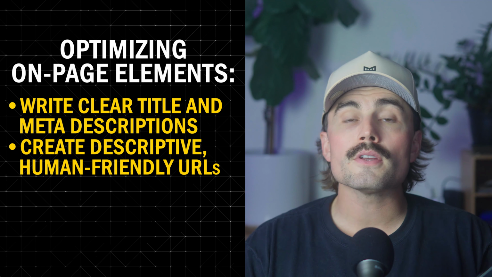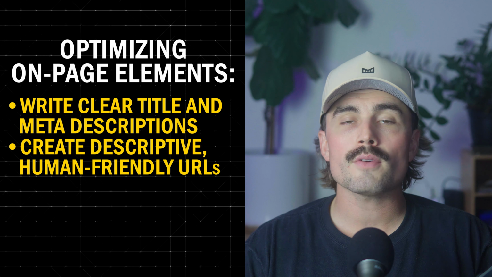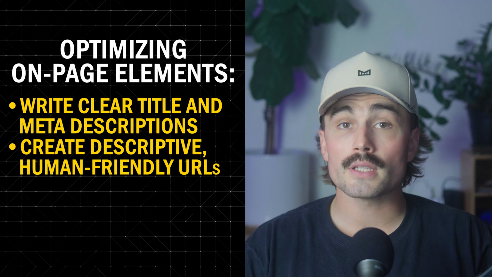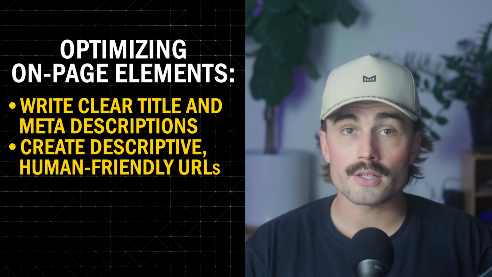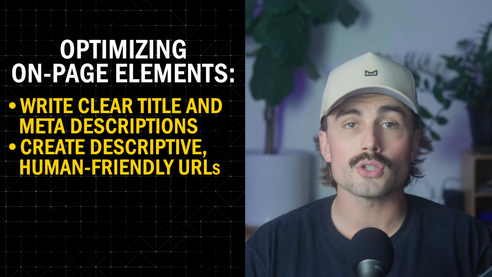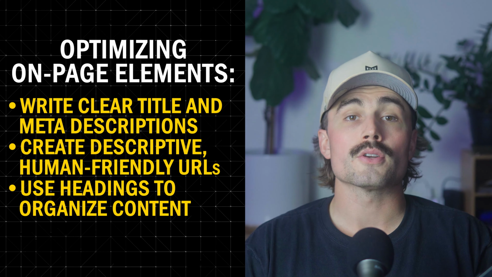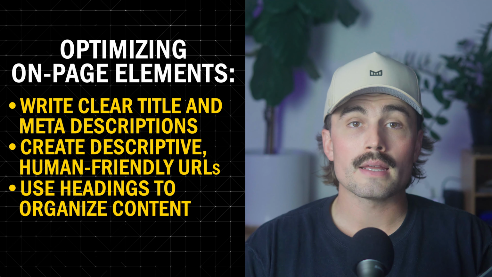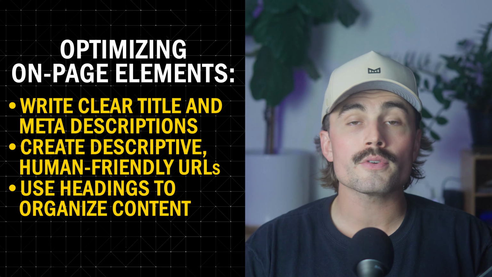Use descriptive, human-friendly URLs. Instead of a random string of numbers, your product page link should look something like /collections/tops/products/organic-cotton-t-shirt. Headings help search engines understand your content hierarchy. Use heading 1 for page titles and heading 2 or heading 3 for subheadings.